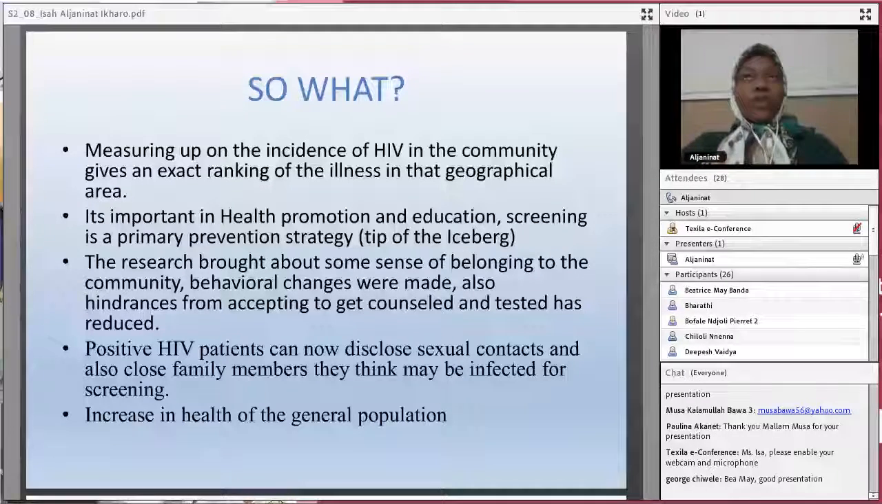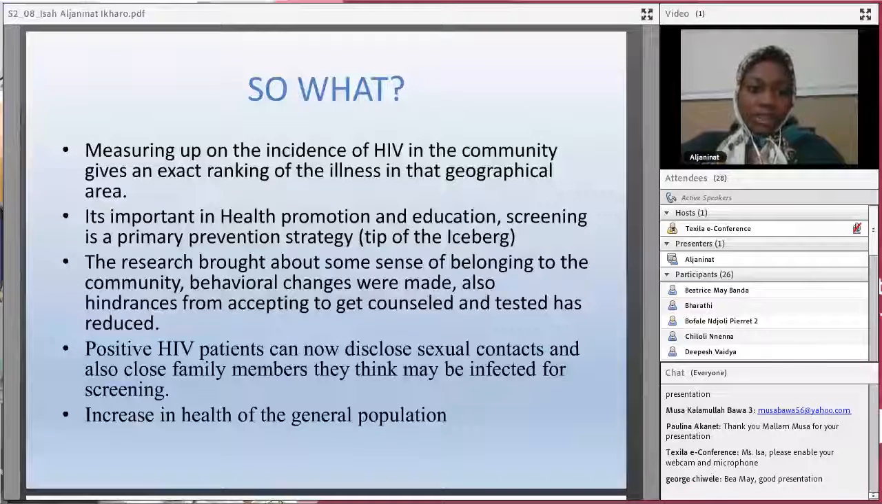We know from what we have learned from epidemiology and health promotion about the importance of screening, which is a primary prevention strategy, which is just the tip of the iceberg because HIV, once it affects an individual, compromises the immune response. So the tip of the iceberg is just getting to know the patient's HIV status and sending the patients further for treatment.